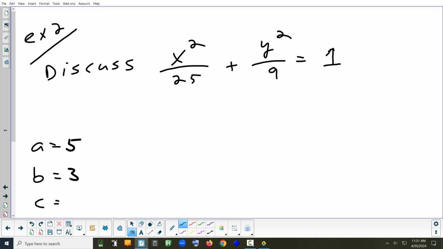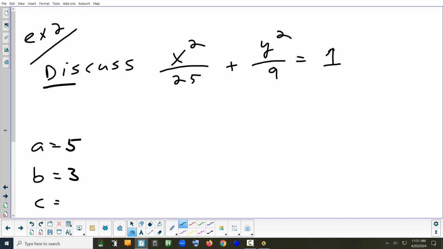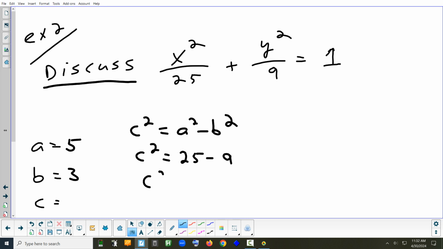Now, if they didn't ask you anything about the focus, you don't need c, but the focus is one thing I would ask you to discuss. So we need c. What's our formula that we use to find c again? a squared minus b squared. So c squared equals 25 minus 9. 25 minus 9 gives me 16. So c is 4.